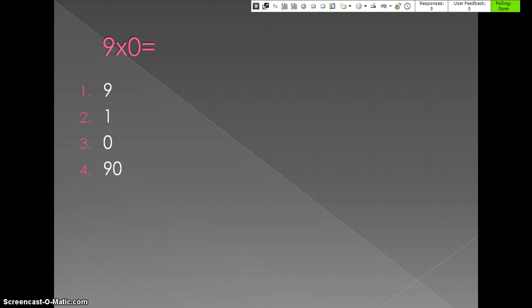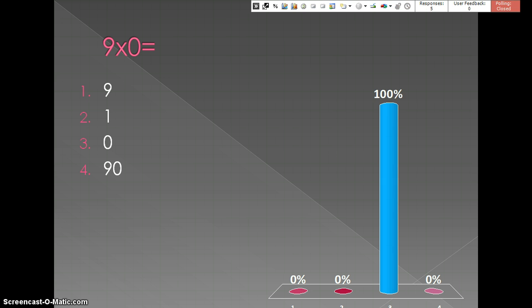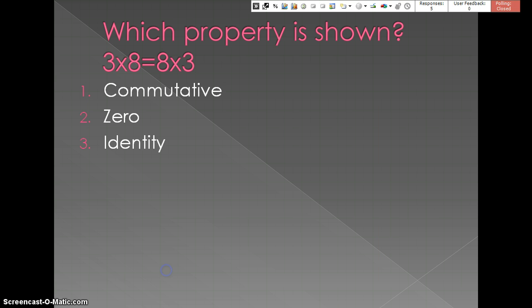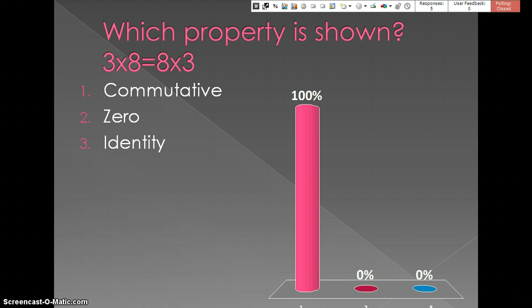All right, our next problem, 9 times 0. Let's get our countdown started. Okay, couldn't fool you guys. Anything times 0 is 0. Good job. All right, another property question. Which property is shown by those problems? Everybody choosing the commutative property, and everyone is correct. Excellent.